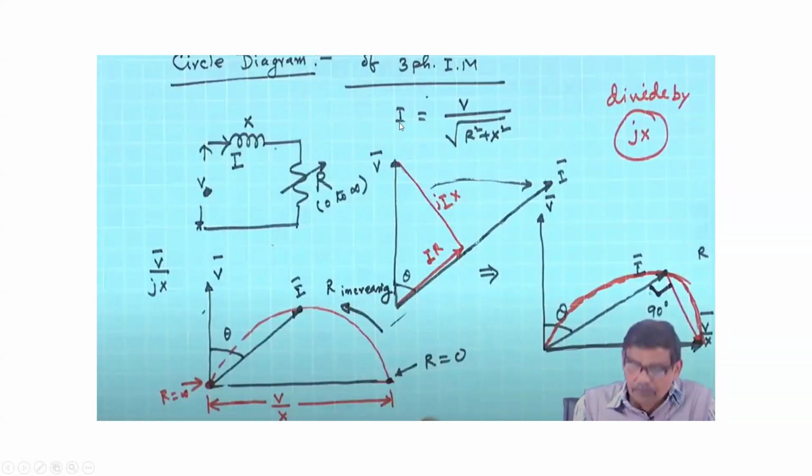But what is the value of the current? The magnitude of current I is equal to V by root over R square plus X square. Let us say this is the voltage phasor. Because of this inductive circuit, the current phasor lags the voltage phasor by theta, where theta is tan inverse X by R. Let me just write that theta is tan inverse X by R.